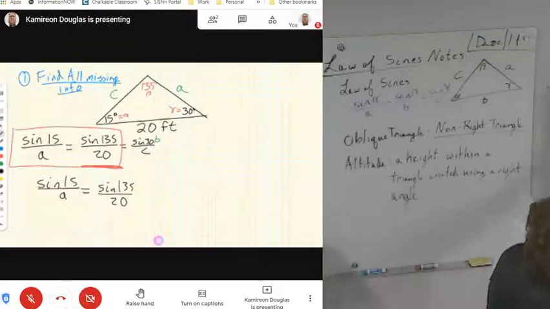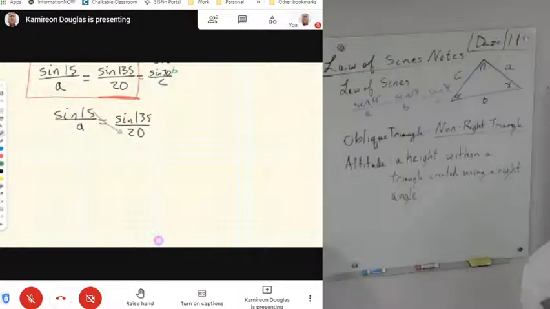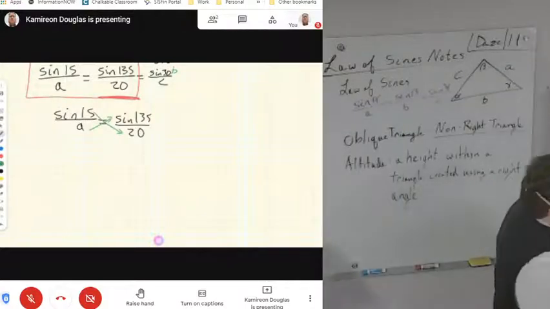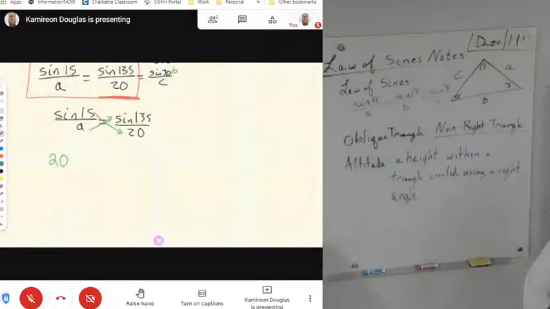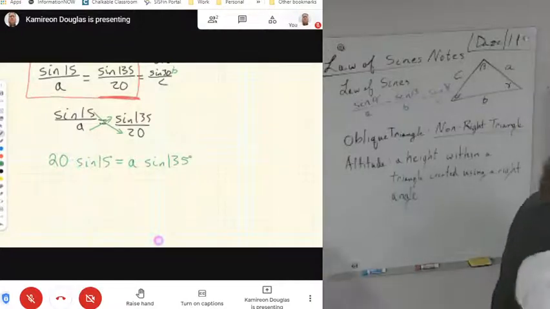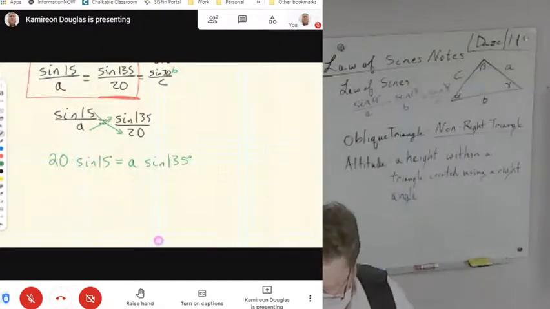That's our next step. Once I've chosen my pieces, I'm going to do a cross product. So I'm going to take sine of 15 times 20, and A times sine of 135. So I get 20 sine of 15 equals A sine of 135. My goal is to get A by itself, because remember, I want to find all missing sides. I found beta earlier using the triangle sum theorem. Now my goal is to find one of the other missing pieces, A. To do that, I need A by itself. So what do I do to get A alone?